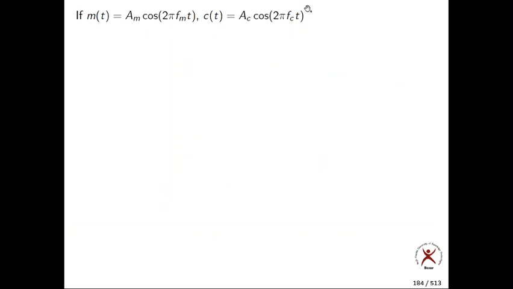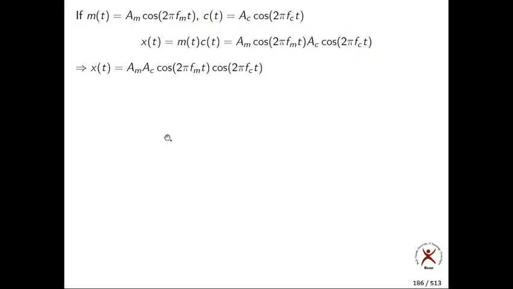So let us study DSB-SC in detail. If m of t is Am cos 2 pi fm t, and this is c of t, what is x of t? Simply m of t into c of t, that is Am cos 2 pi fm t into Ac cos 2 pi fc t. This is what x of t finally is in the time domain.